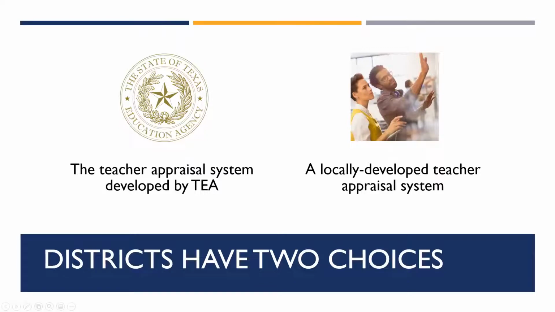Districts have two choices. They can either use the teacher appraisal system that's developed by TEA, which is the T-TESS system, or they can develop their own locally developed teacher appraisal system. Some districts that use their own in-house developed appraisal system are like PSJA, that's in the Rio Grande Valley. Aldine ISD currently has their own teacher evaluation system, but they are planning to move to T-TESS next year. They are piloting it at a few campuses. Also, Houston ISD has their own teacher appraisal system.